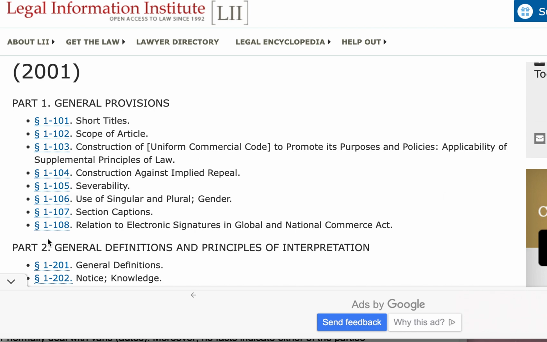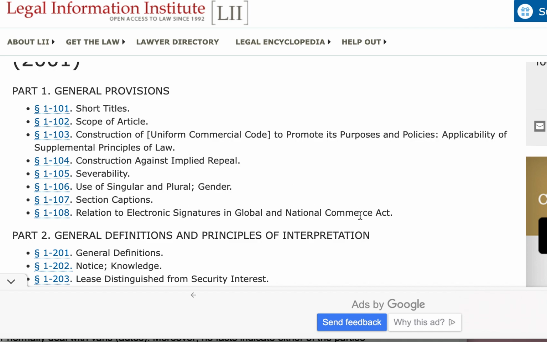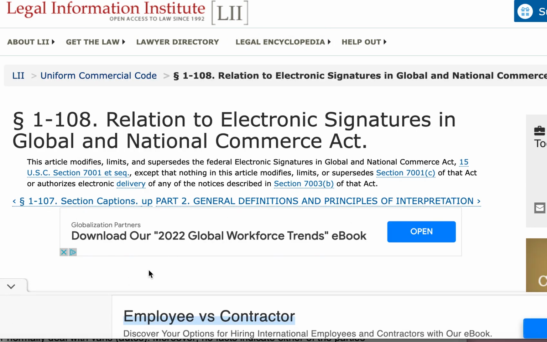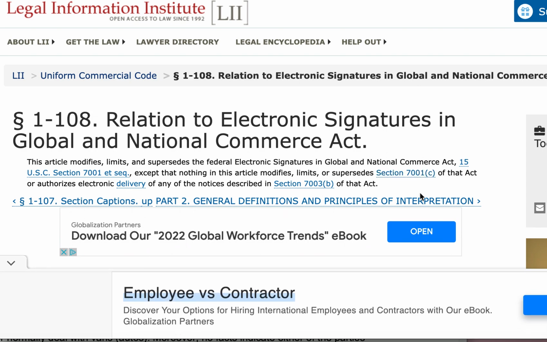As far as electronic signatures go, this is where you have communications in a contract, and like with real estate law and contracts and whatnot, you can sign electronically. You could look at 108. Okay, they just have so many ads on here, guys. I'm not allowed to put that in. This article modifies, limits, and supersedes the Federal Electronic Signatures in Global and National Commerce Act.